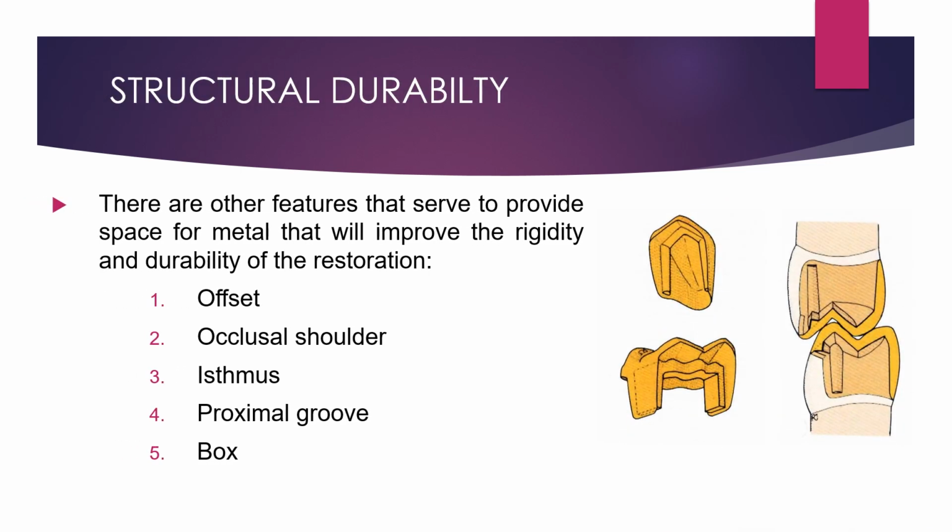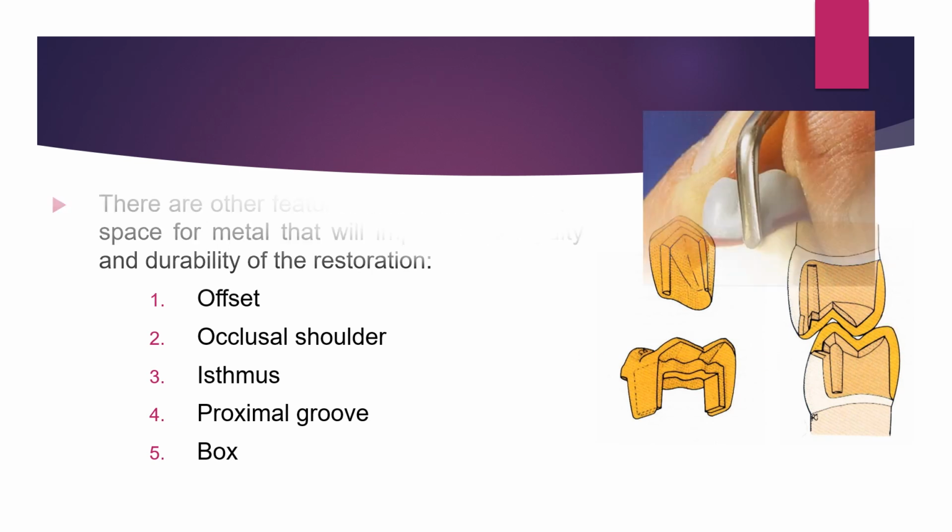So there are other features that serve to provide space for metal that will provide the rigidity and durability of the restoration. So there's offset, occlusal shoulder, isthmus, proximal grooves, and box. So this can be created, guys. You can see it in the photos.